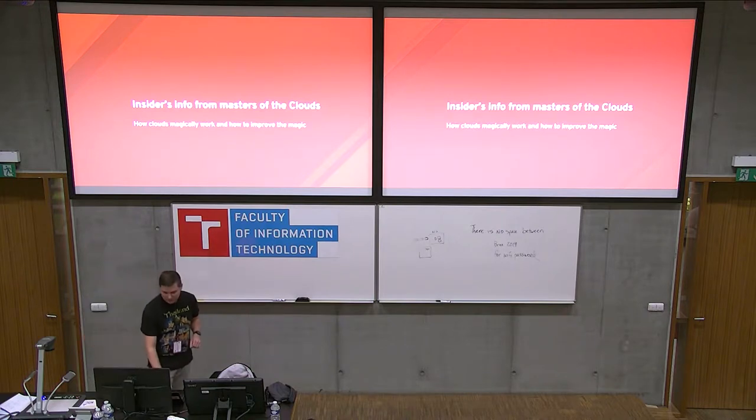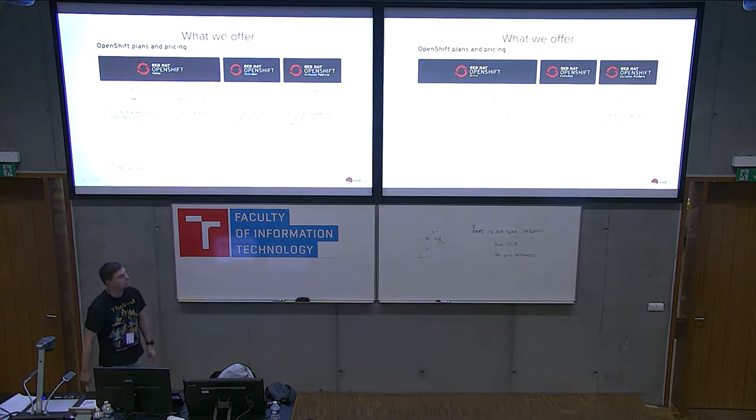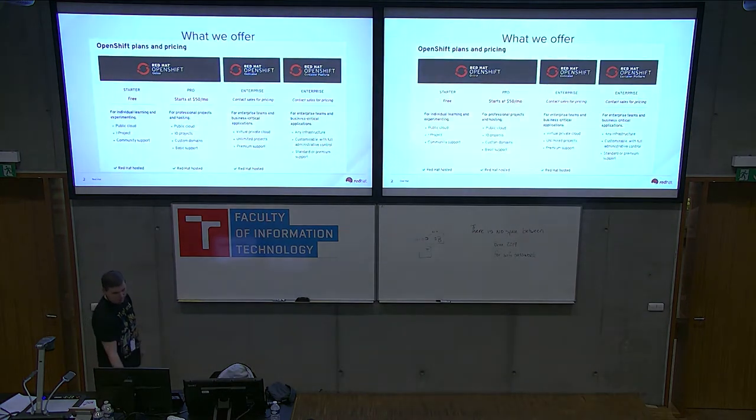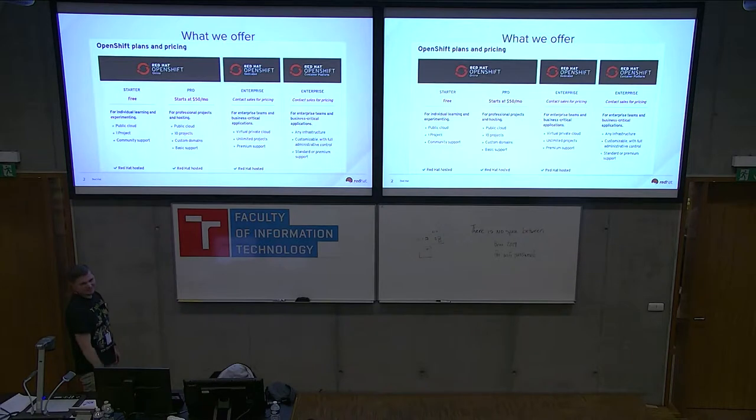So let me start with a brief description of what we offer. We have multiple tiers or products, I would say. We have OpenShift Online, where you can yourself try, let's say, to run one project. It's not much because it's for free and it's not supported, but at least you can give it a try. So there is a way to actually run it.